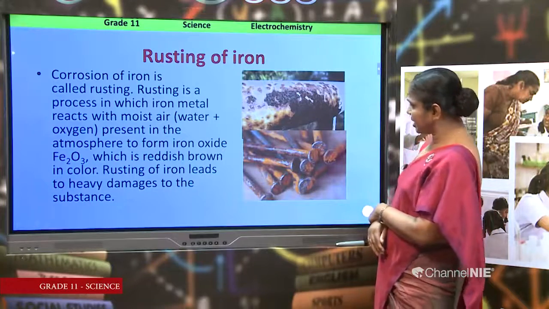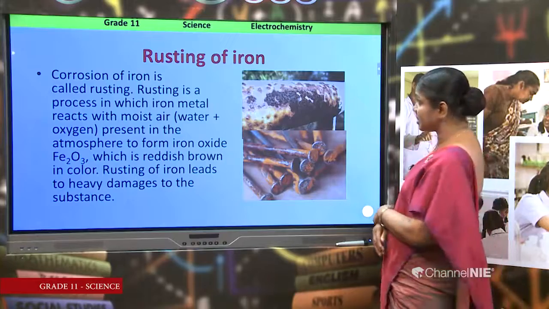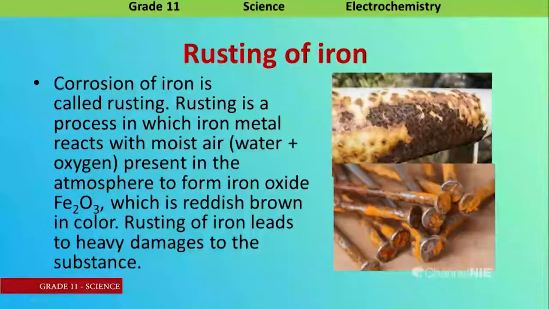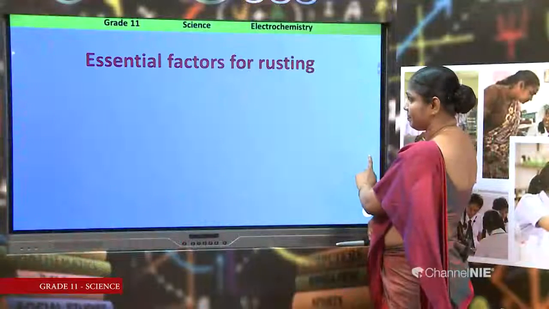Here you can see further some rusted objects. See, when they are rusted, they cannot be used again and again. So, the durability of these instruments, these objects decreases. Then from time to time we have to replace these things with new ones. This is an economic loss for us. That's why we are learning how to control rusting of iron.